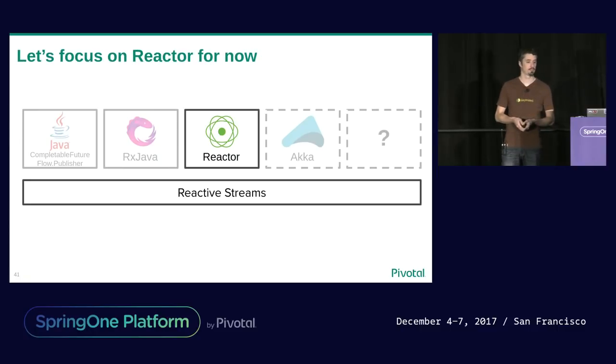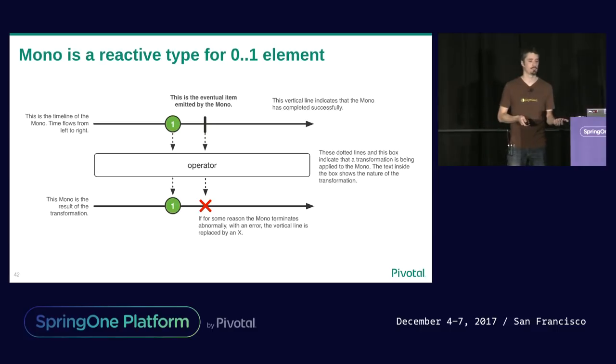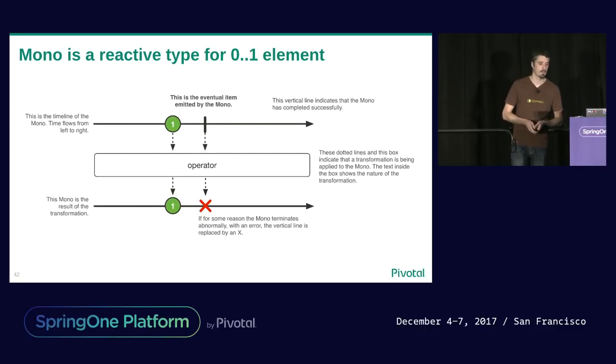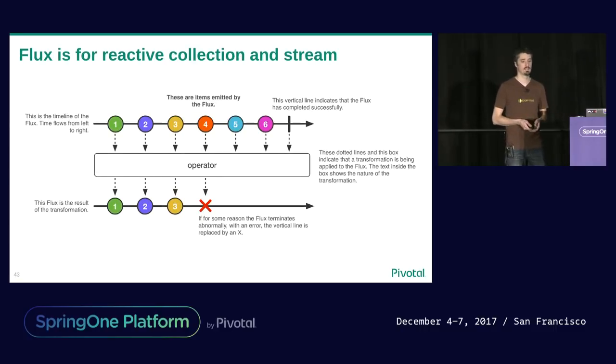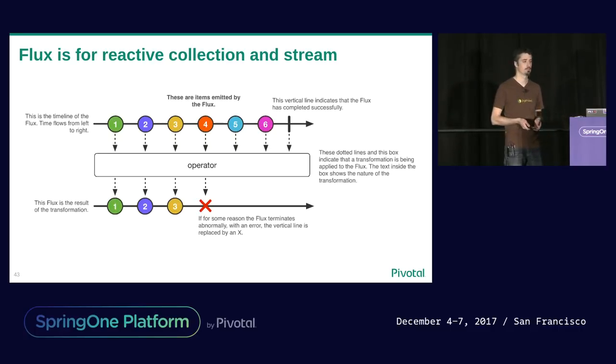For now, we are going to focus on Reactor, and we will see other kinds of reactive API later. Reactor provides two main reactive types. Mono is a reactive type for 0 to 1 element, so you can see it like a reactive completable future, and it provides operators suitable for dealing with just one element. Flux is for reactive collections and streams, and it provides even more operators. It's similar to RxJava Observable or Flowable types.